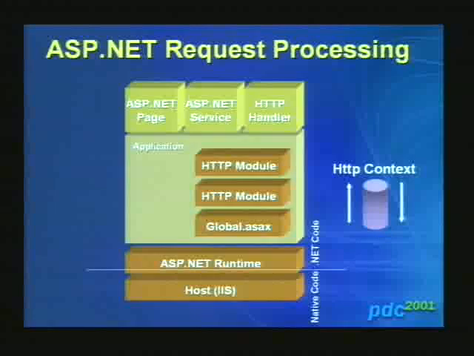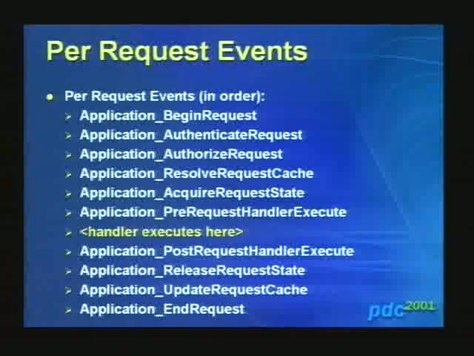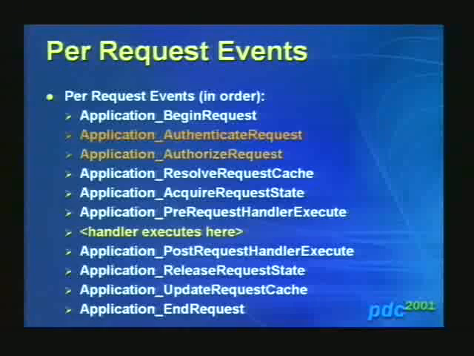There are a lot of events, and I'm not going to make you listen to me talk about all of them. I'll just talk about the security ones today. The important ones here are authenticate request, followed by authorize request. So again, in the authenticate request event, we figure out who the identity of the remote user is, if there is one. It might be an anonymous request. And then we hand it off to authorize request to determine whether or not the authenticated user can get access to the resource. After a couple more events, we have the handler executing. Again, this could be a page, a web service, a custom handler, whatever it might be.